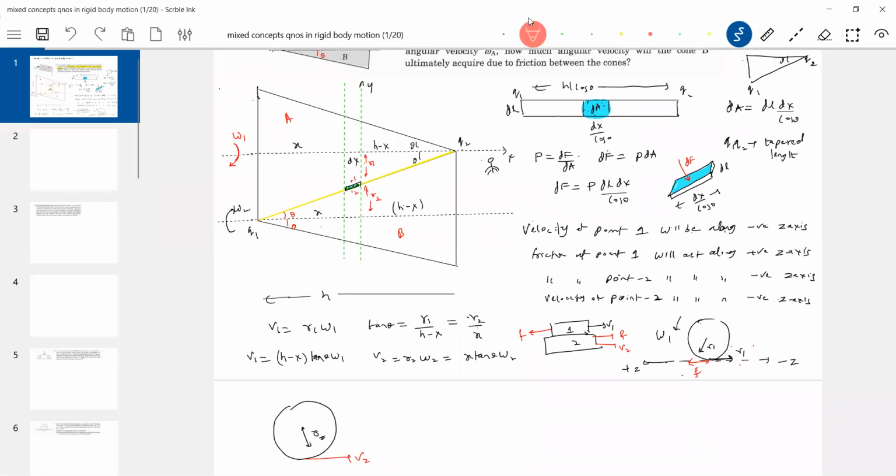And the friction will act in that direction only. Then the angular velocity should be like this, and then the torque is acting like this. I think I'm giving enough. This diagram is related to this particular strip, so I'll give some color for it.